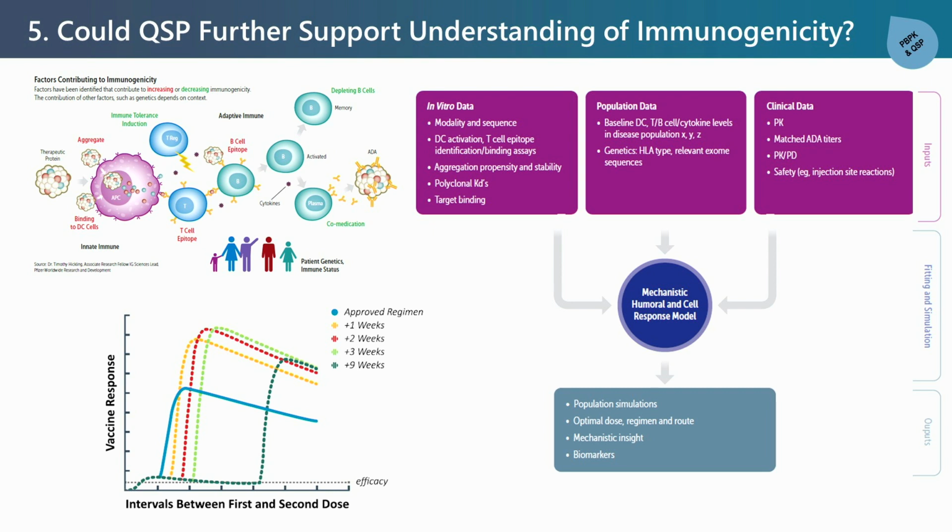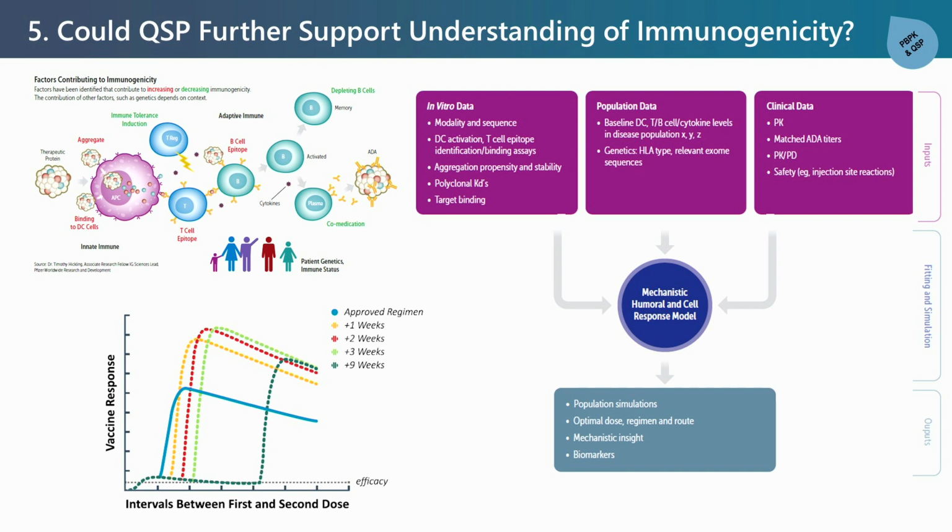With all this knowledge, the B-cell memory model shown in the previous slide can expand into a QSP model, which you can see in the schematic on the top right, by incorporating in vitro, population, and clinical data. The developed model will allow us to gain insight through population simulation of the potential optimal dose, regimen, and route.